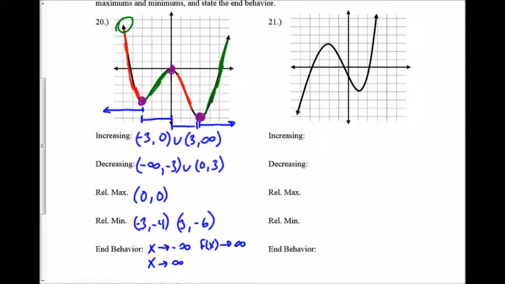As x goes to +infinity, I'm looking at the right side of my function, the right side of my graph, which is also going up. So f of x goes to +infinity again. And that's it. Okay, that's the notation for end behavior.